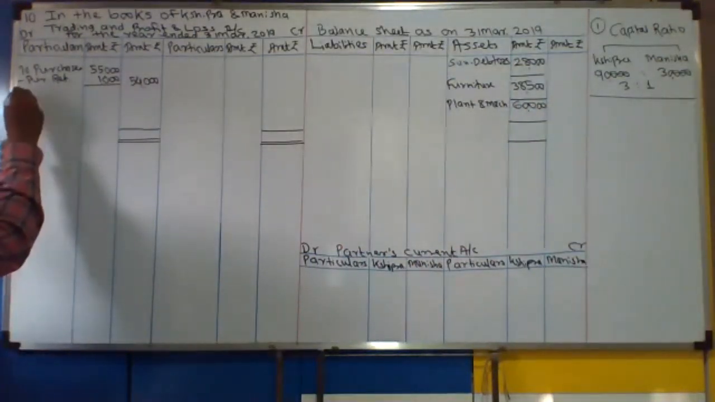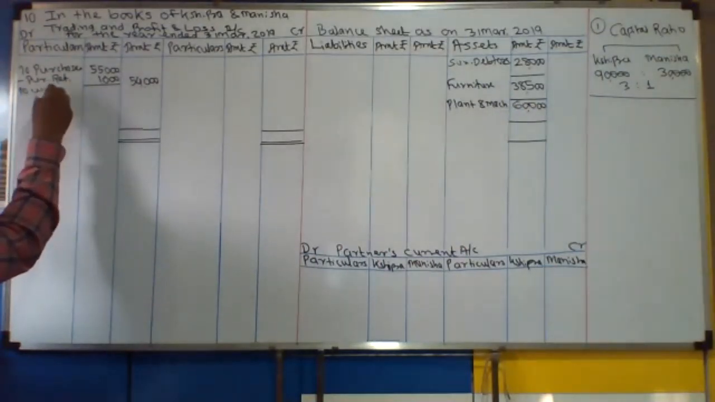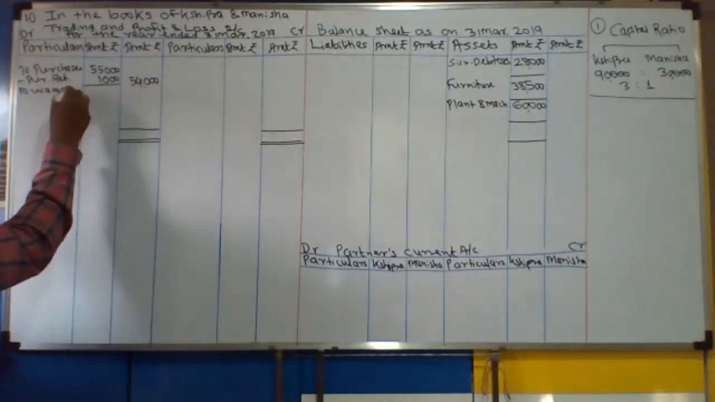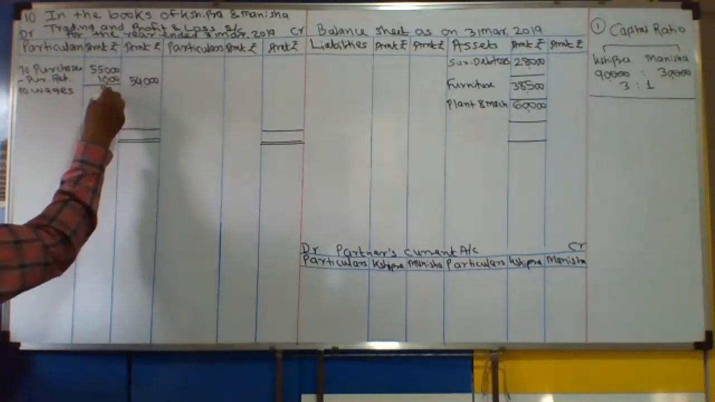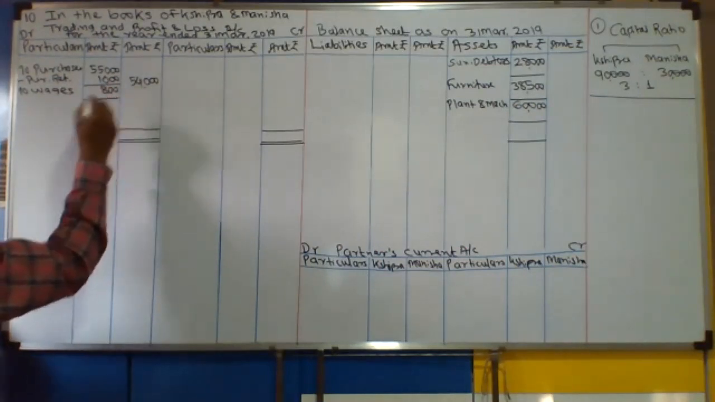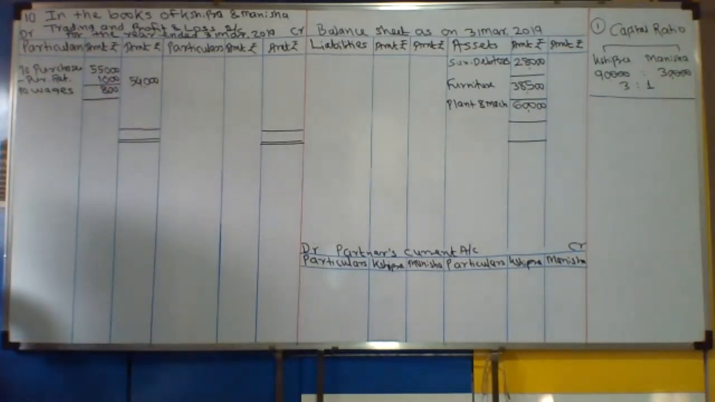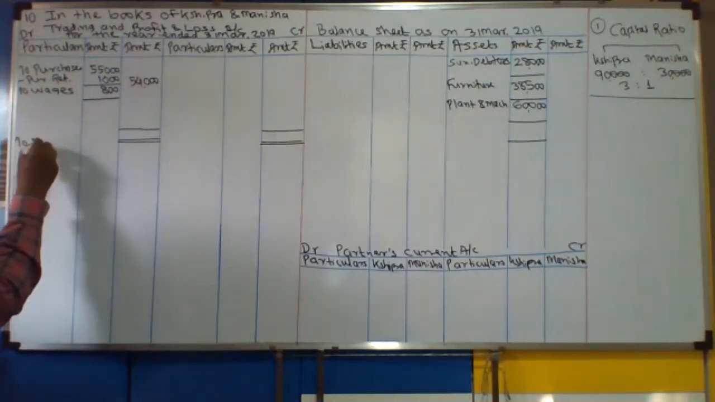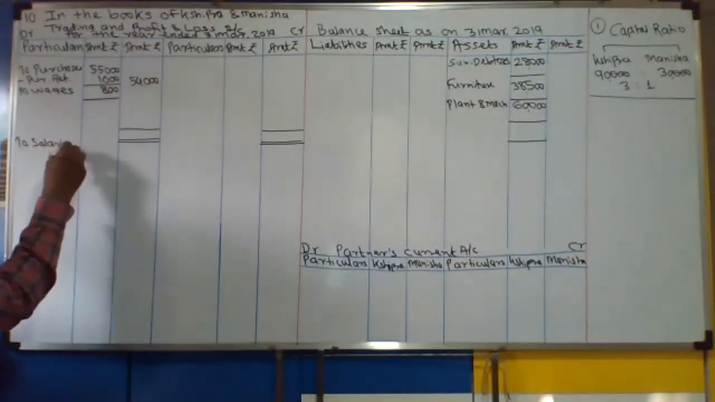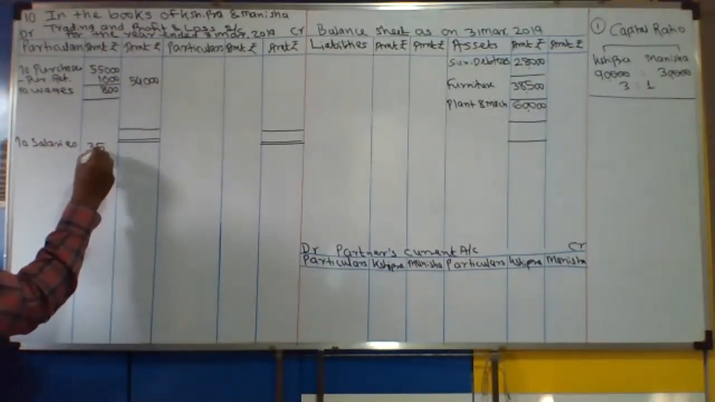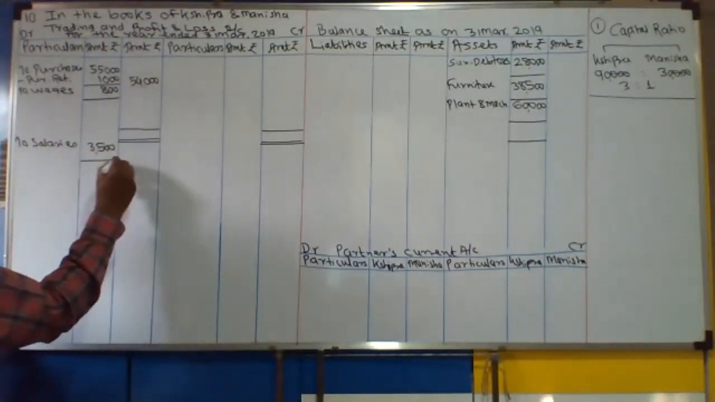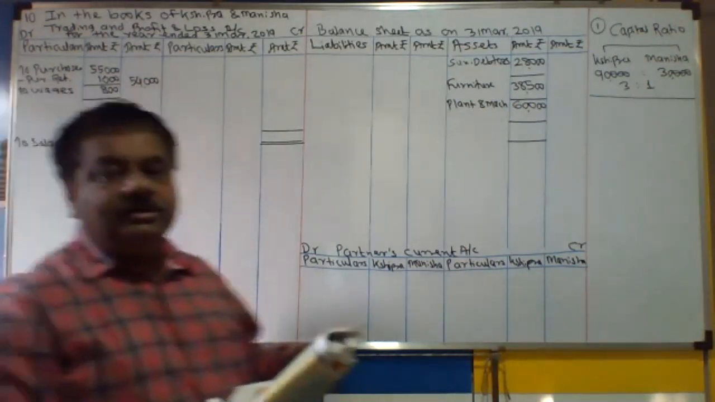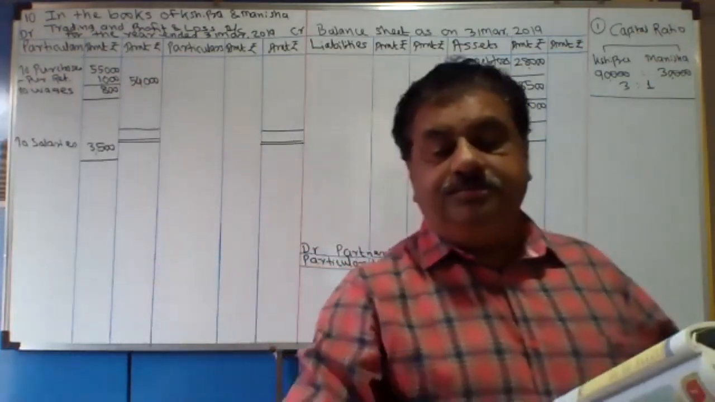Wages, trading account debit side. Put 800 in the inner column, as it is subject to adjustment. Salaries, profit and loss account debit side. Inner column 3,500. So that is the amount of salaries given to you.